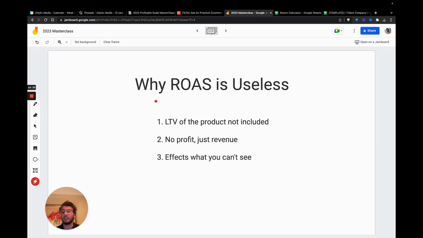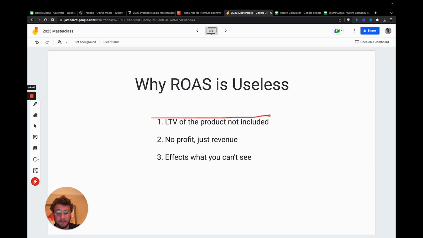So here are 3 reasons why you should not be evaluating performance solely by ROAS. Of course, keep it in mind, but it's not the key thing you should be looking at. As we just explained, the LTV of the product is not included. And what I mean by LTV is not necessarily lifetime value, but just the value of the customer that you acquired over time that comes back to you for basically free, either through an email flow or through a post after they followed you. It does not account for lifetime value.